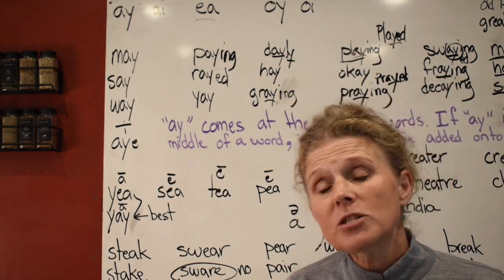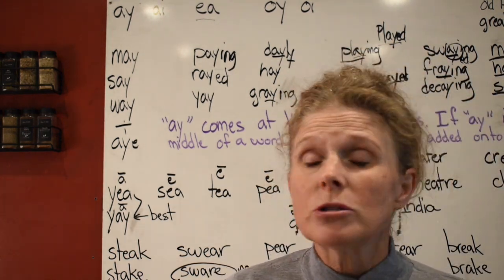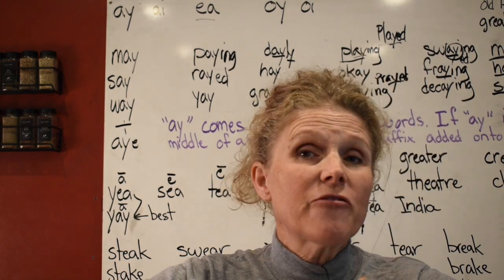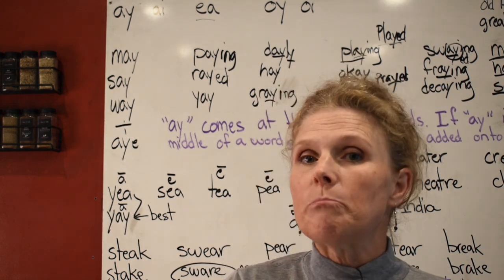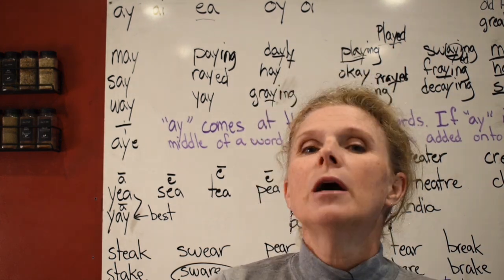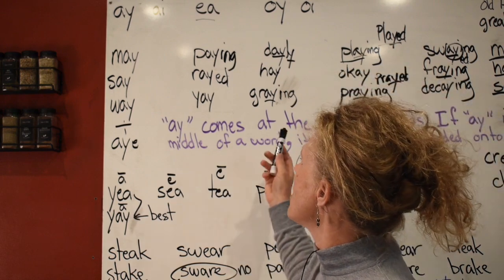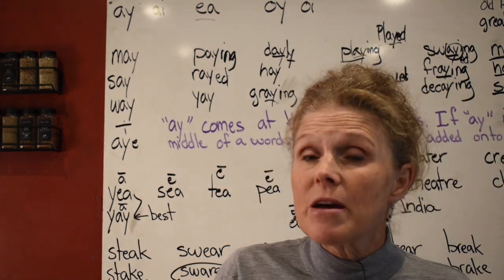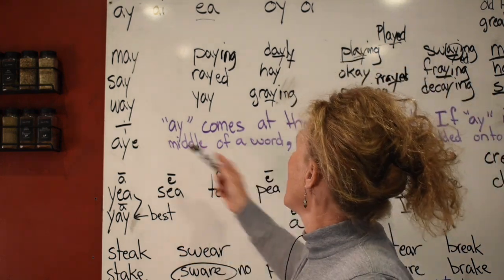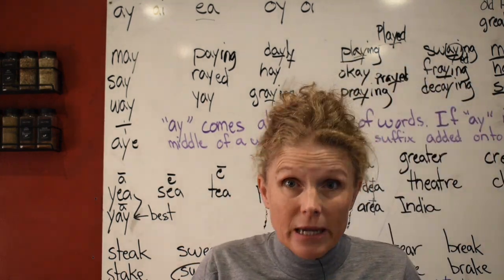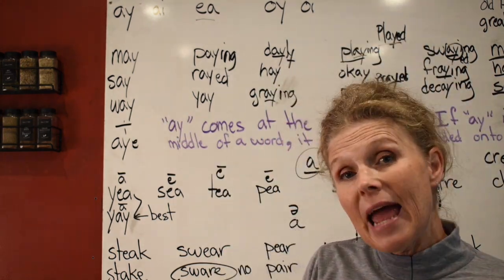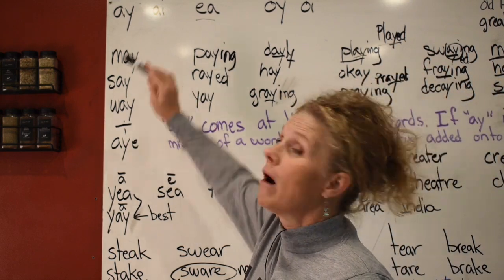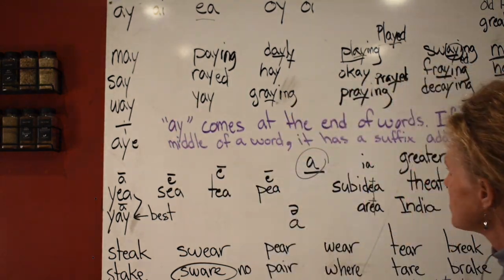Now, we have base words. We also have Latin roots. Around 40 to 50% of the English language is based out of Latin roots. So we have them on Latin roots, but a lot of them are just our English language words. So AY says A, and they are stuck on a base word.